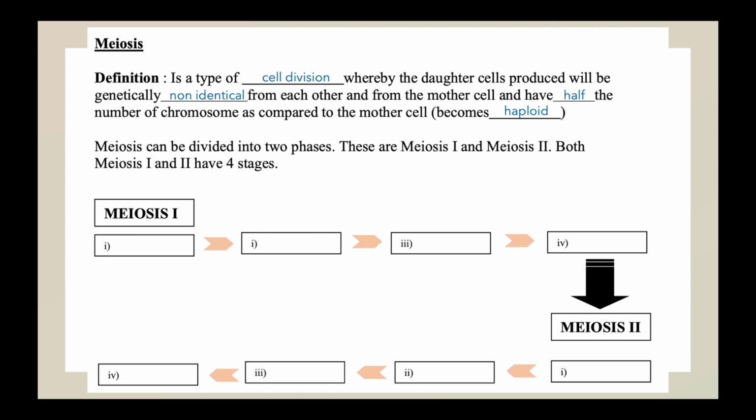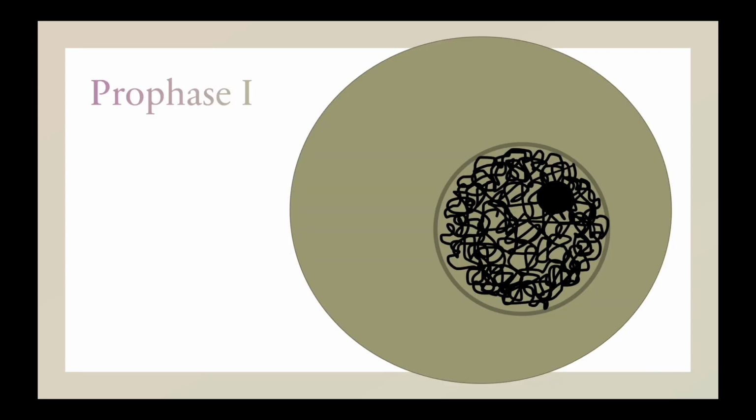Meiosis can be divided into two phases. These are meiosis I and meiosis II. Both meiosis I and meiosis II have 4 stages. These are prophase I, metaphase I, anaphase I, telophase I, followed by prophase II, metaphase II, anaphase II, and telophase II. Depending on the species, cytokinesis will separate between meiosis I and meiosis II. Since all the events taking place in meiosis II are the same as mitosis, meiosis II will not be discussed in this video.